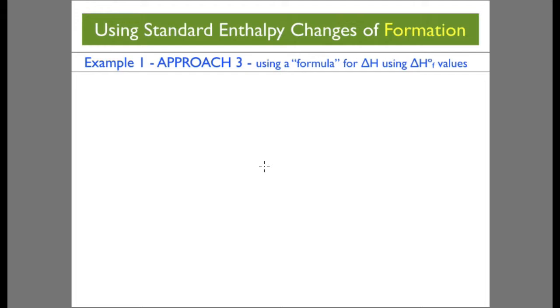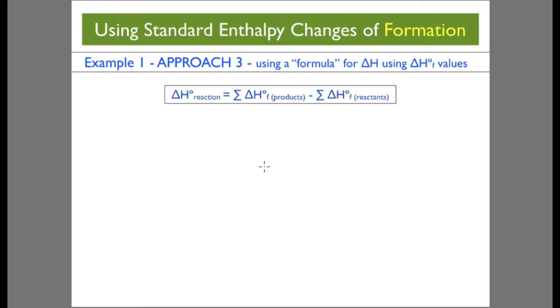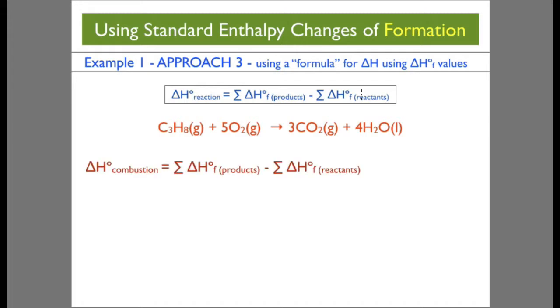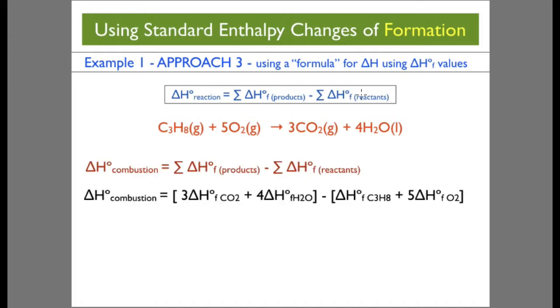Next, approach 3, using a formula for delta H. This is, in my opinion, the most straightforward way of doing it. You've got the enthalpy change of reaction equals the sum of the enthalpy change of the products minus the sum of the enthalpy change of the reactants. Both of these are enthalpy change of formation. So, if you've got the reaction here, you can write out the equation and just plug in the numbers.